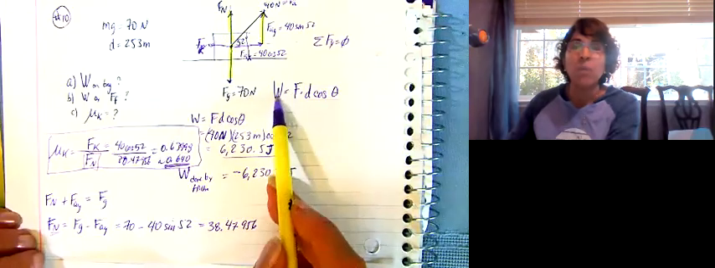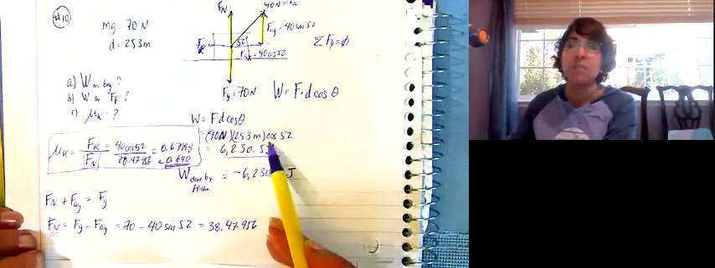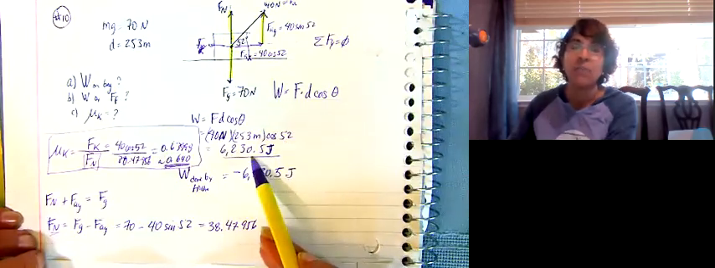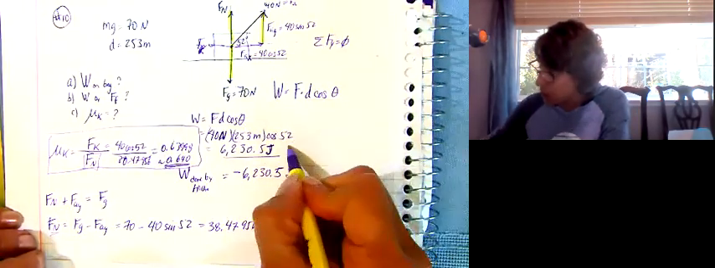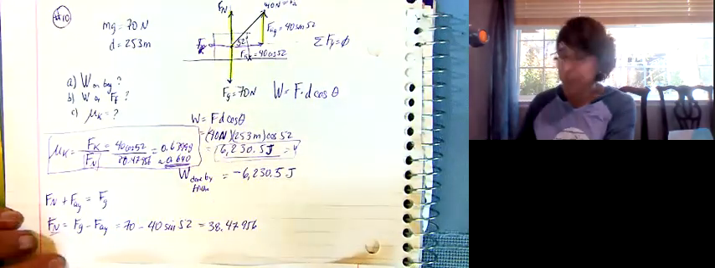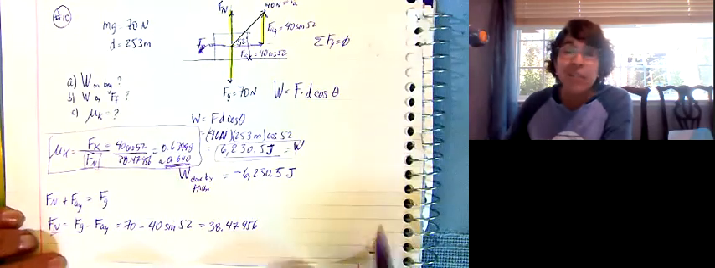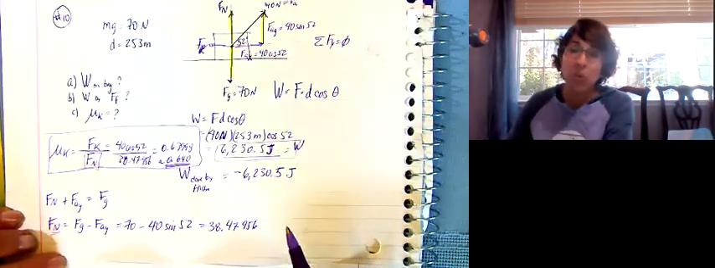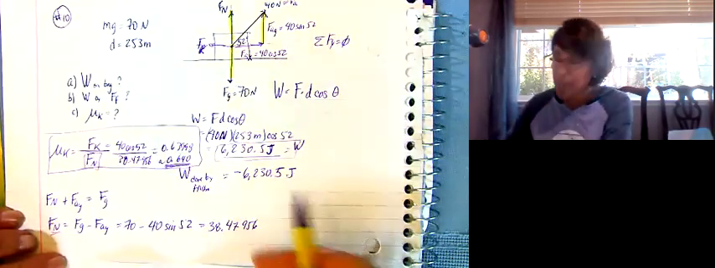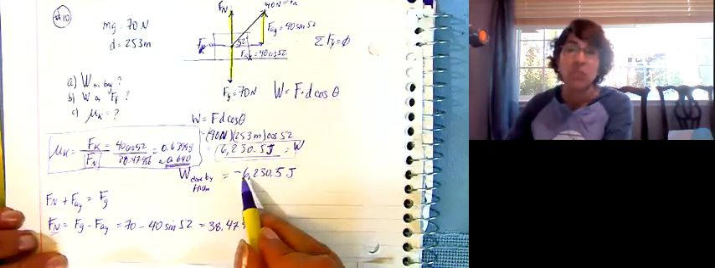All right, so we're able to figure that out just by plugging it in. We had 40 newtons times the distance times the cosine 52, and that gave us our work: 6,230.5 joules. That's the work done to the bag. But like everything, there's always friction opposing the motion. So there's work done by the friction, and that's the same magnitude, just opposite direction.